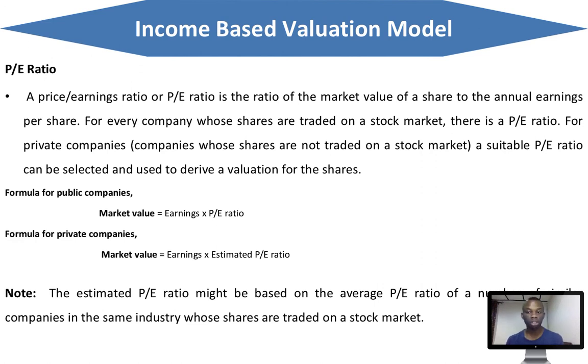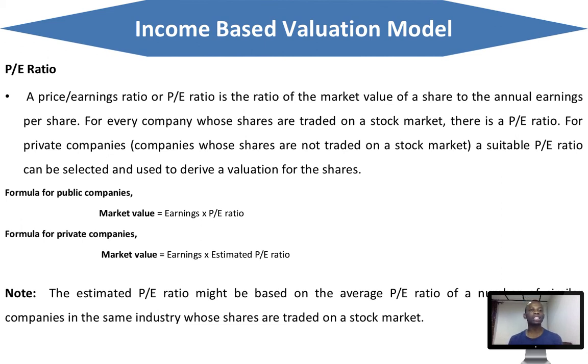Private companies don't have a PE ratio, so they have to use a suitable PE ratio to calculate theirs. That means they have to look for a similar company in the same industry and use its PE ratio in order to get a reasonable price for their own. So to get the market value of a private company, it's earnings times estimated PE ratio. The estimated PE ratio might be based on the average PE ratio of a number of similar companies in the same industry whose shares are traded on the stock market.